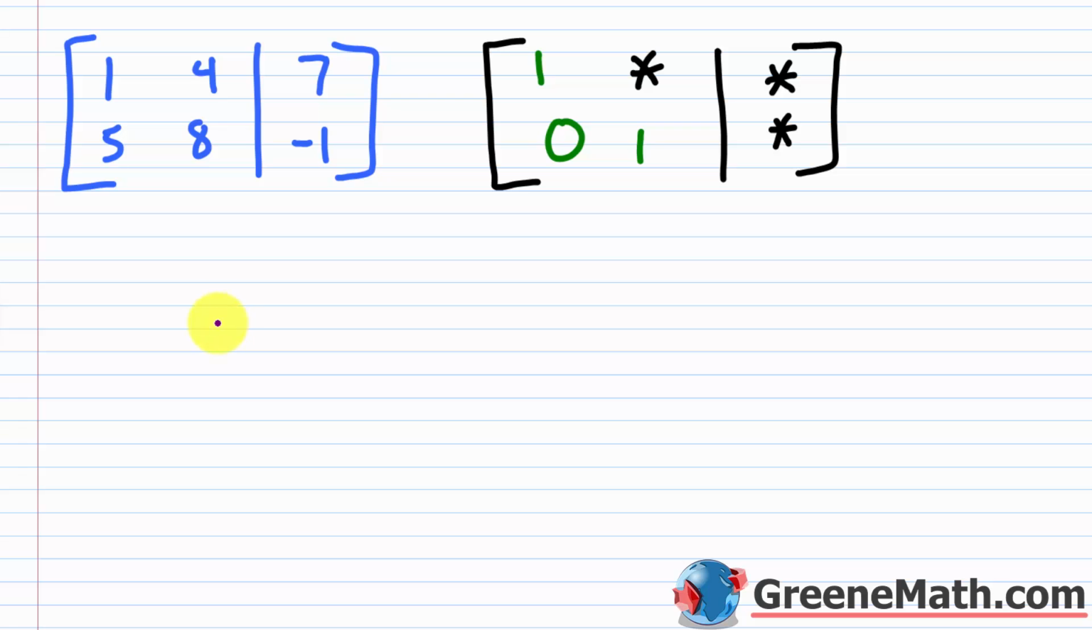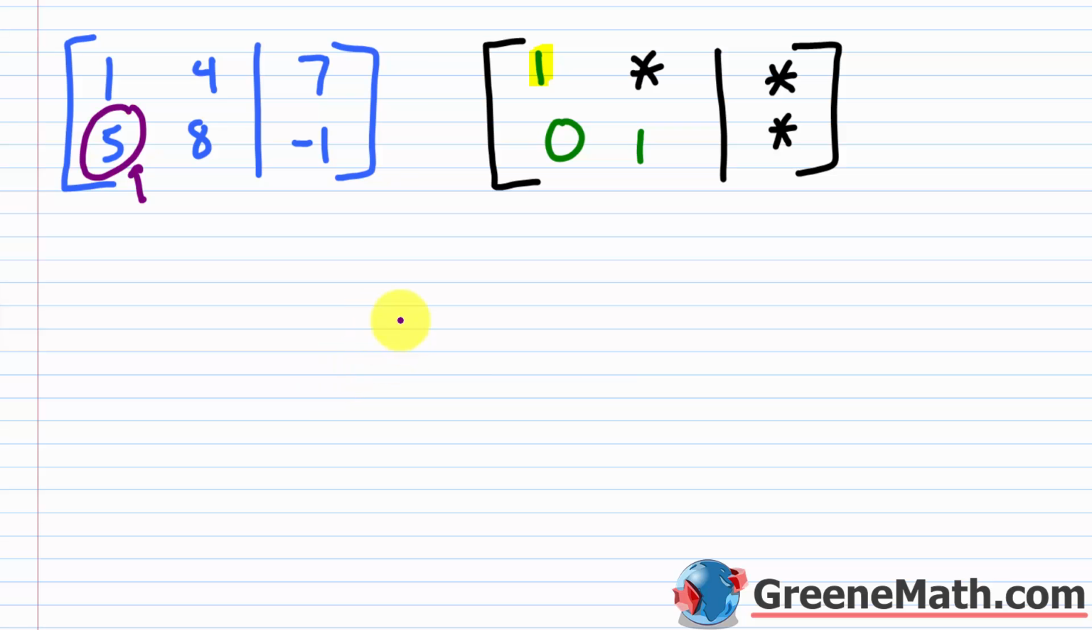Okay, so for the next step, I want to get a 0 here, right? I've already got my 1 here, so this is done. So now I want my 0. So how can I get a 0? Well, this is the tricky one. It's always harder to get zeros. But basically what you want to do is multiply row 1 by something, and then add that result to row 2 so that this becomes a 0.